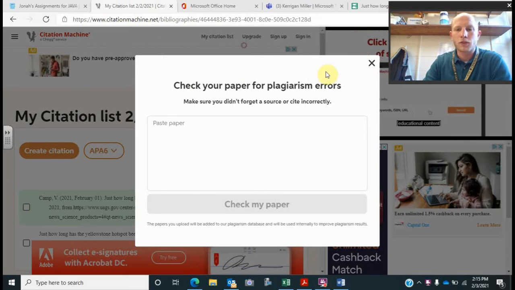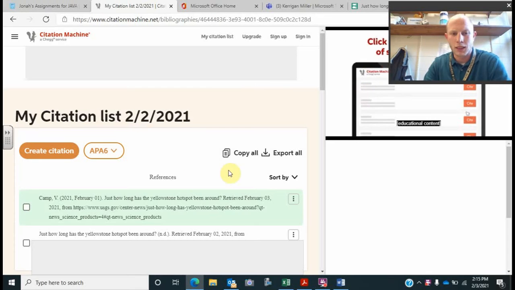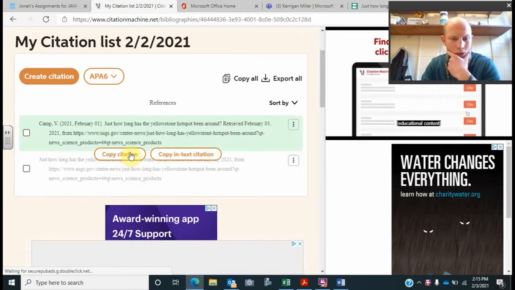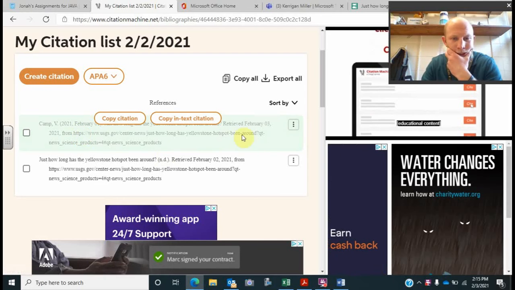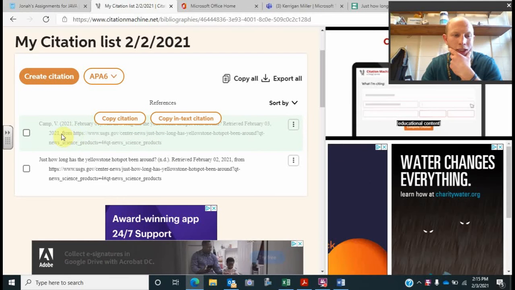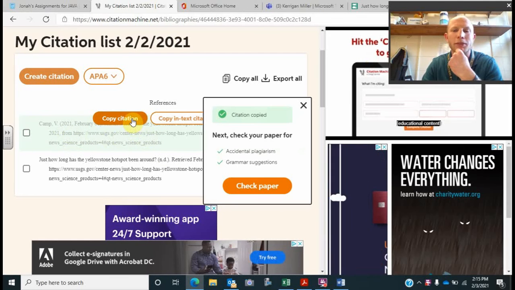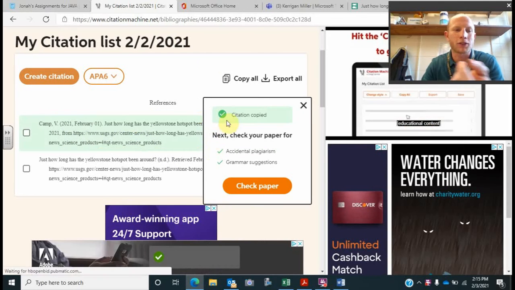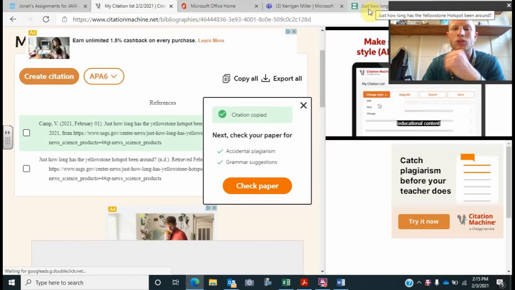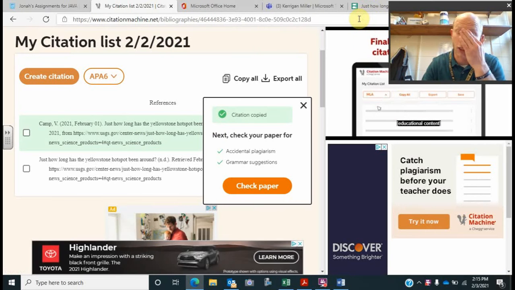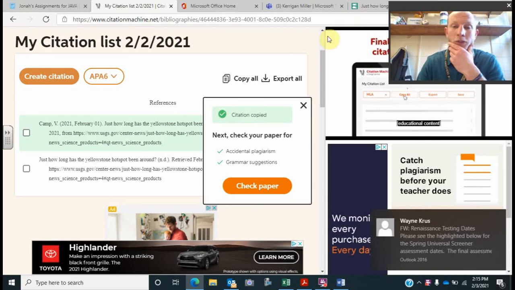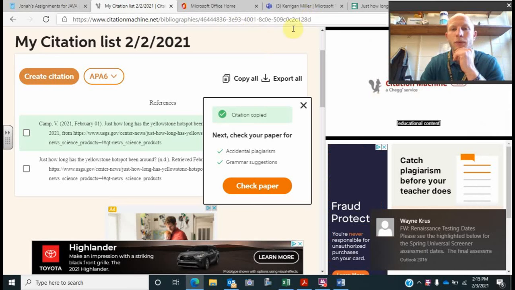Okay. So that advertisement's done. Okay. So here it is. Here's our citation. So I'm going to go ahead and copy citation, the one that it spit out for us. By the way, if citationmachine.net makes you watch the advertisement, it will leave you alone for 48 hours. Okay. So now I got that done.